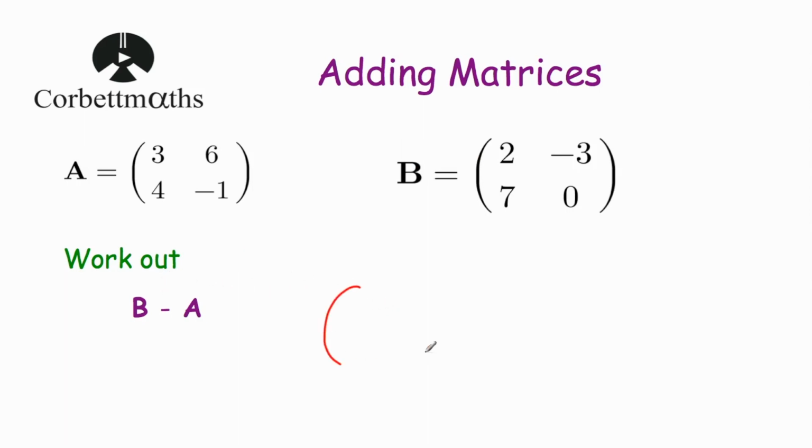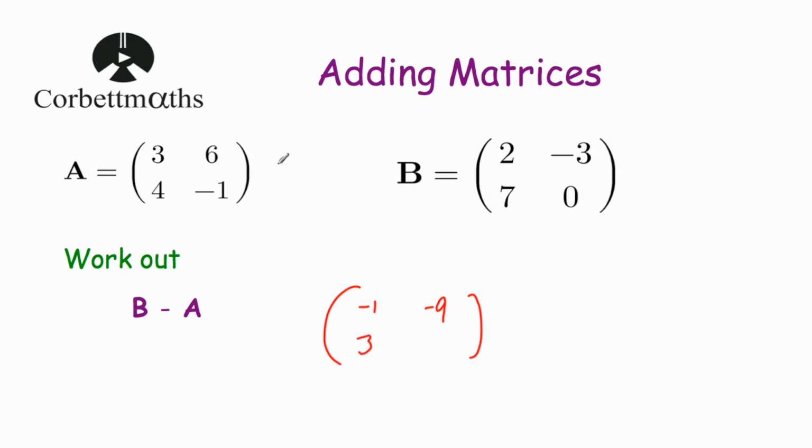So if we're doing B subtract A, well, it's going to be a 2 by 2 matrix, and we're going to do B take away A. So let's start with the top left element. So we've got 2 take away 3, and 2 take away 3 would be negative 1. Then we've got negative 3 take away 6, and negative 3 take away 6 would be negative 9. Then we've got 7 take away 4, and 7 take away 4 would be 3.